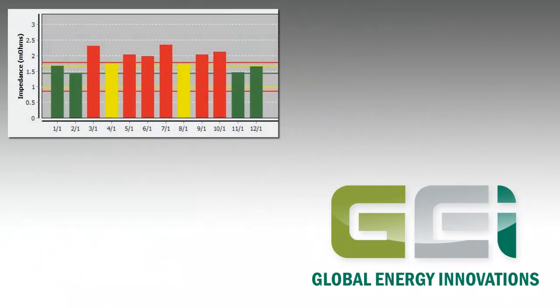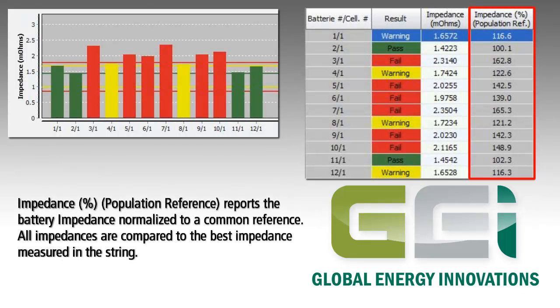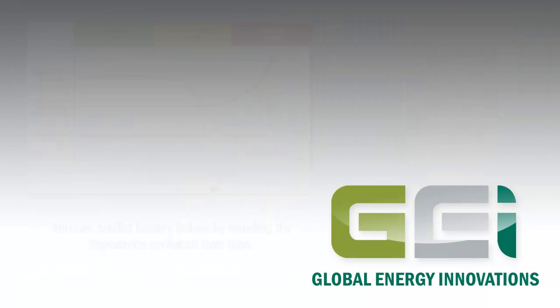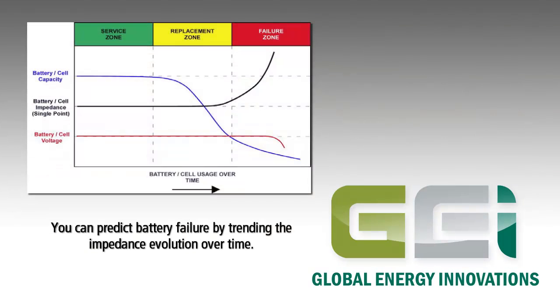The impedance readings will be reported as a raw value in milliohm, but are also normalized to a population-based reference corresponding to the best battery impedance in the string during the first measurement. In this case, the impedance is reported as a population reference percentage. When IBMS is configured in advanced view mode, each battery impedance is also normalized to its own battery impedance measured during the first test. In this case, the impedance is reported as a self-reference percentage as each battery uses its own reference. Impedance is a better indicator of battery health than voltage.